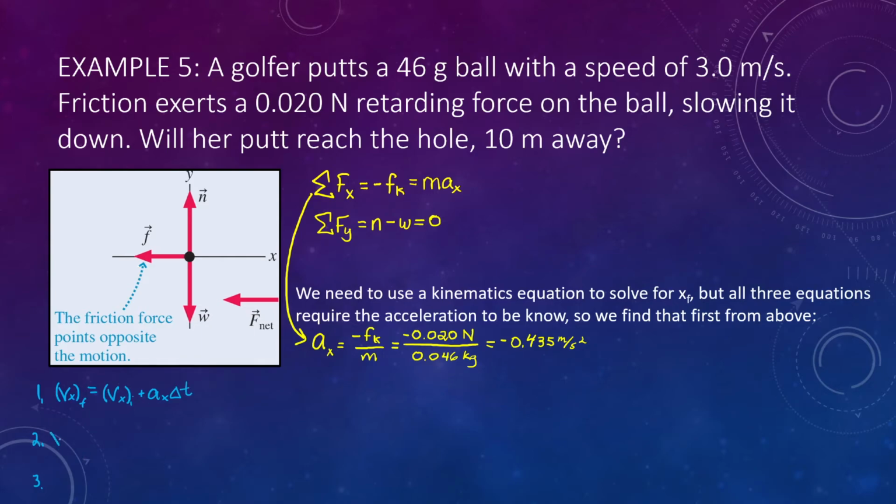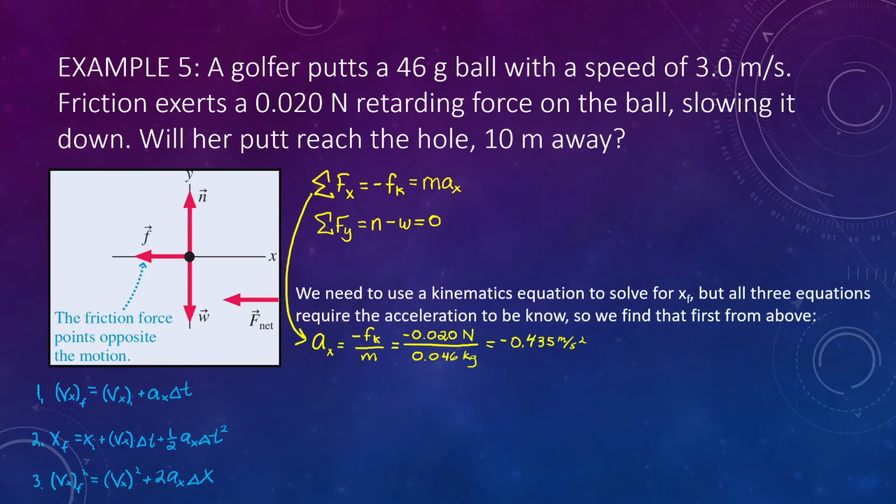The second equation said x final equals x initial plus Vx initial delta t plus 1/2 Ax delta t squared. The third equation was Vx final squared equals Vx initial squared plus 2 Ax delta x. So it took me a minute to write that, but it is helpful to see them all in one place here.